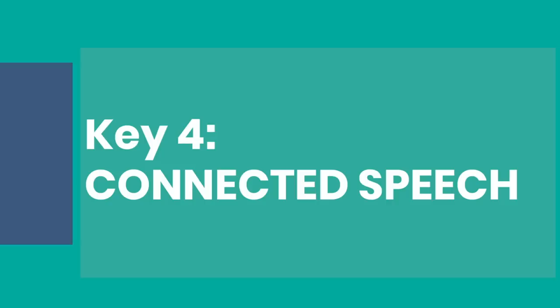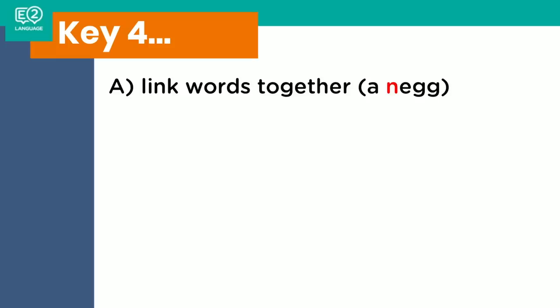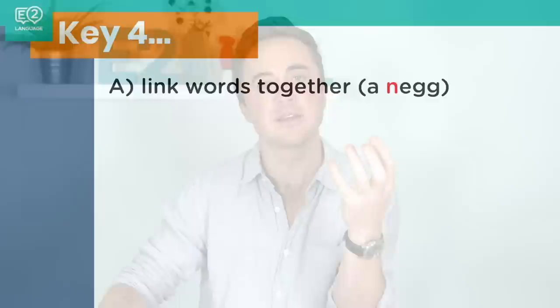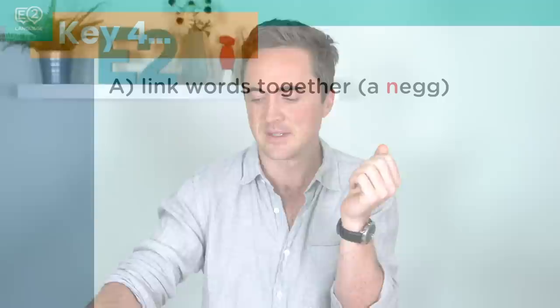Key four, connected speech. Connected speech means when we read naturally or speak naturally, we sometimes link words together. For example, I don't say, can you please give me an egg? I say, an egg. Can you please give me an egg? An egg. It's almost like the n gets separated and it becomes an egg like that. That's natural and that's what you should be doing. Remember, the algorithm is just searching for natural spoken language. So that's one way that we connect speech.